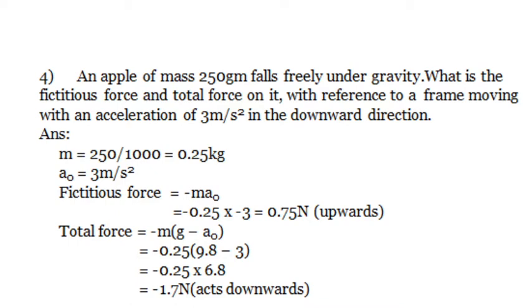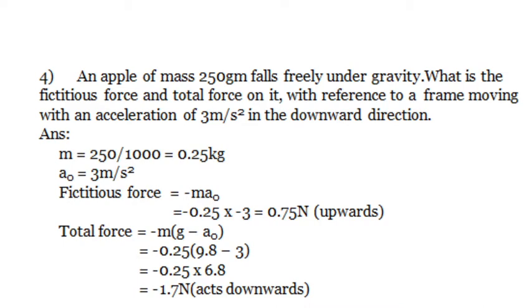In the last class we discussed that in the case of free fall, a man inside the lift will feel weightlessness because the force is 0. But here it is not the case of a lift. Here we are considering a frame which is moving with an acceleration of 3 meter per second square in the downward direction. So we have to use the equation for finding the force in the case of downward direction, not in the case of free fall. That is the point to be remembered.